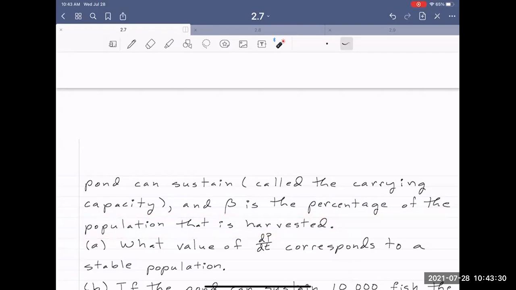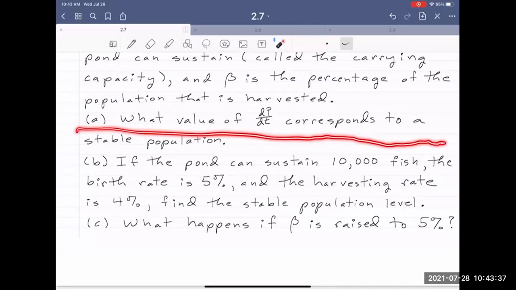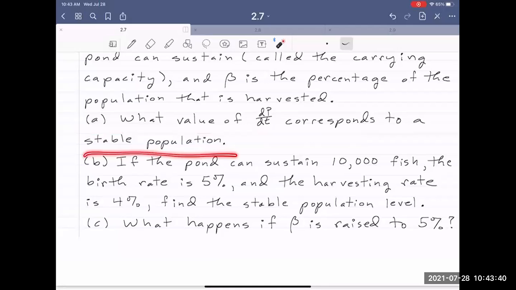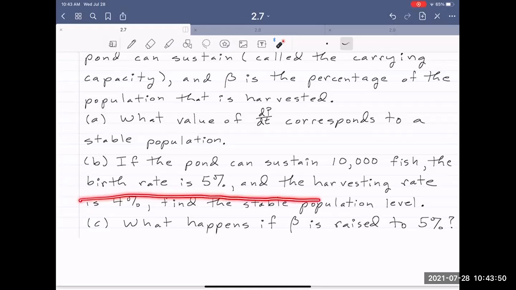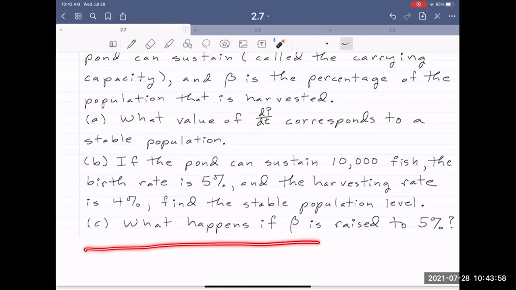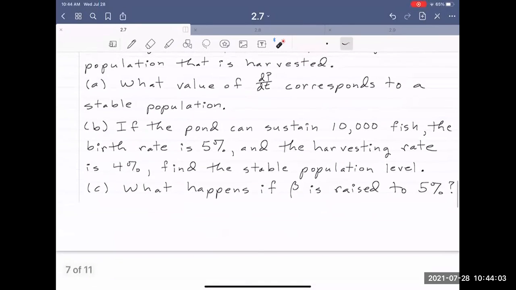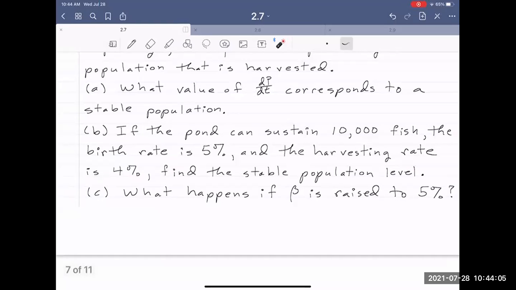A, what value of dp dt corresponds to a stable population? B, if the population can sustain 10,000 fish, the birth rate is 5% and the harvesting rate is 4%, find the stable population level. C, what happens if beta is raised to 5%? Okay, so let's do this.